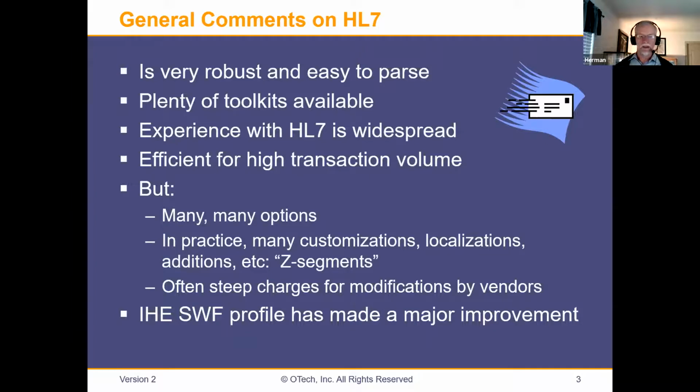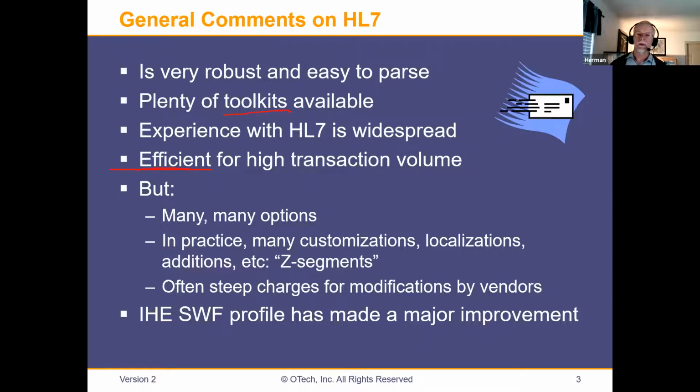There's a lot of toolkits. A toolkit would be software that allows you to do parsing, to open it up, to implement HL7 interfaces. I wouldn't say it's trivial, but it's very, very easy to do. There's a lot of experience with it, and it's extremely efficient. The messages are very, very small, very robust. And so, high transaction volumes: if you think about a typical hospital, there might be literally tens of thousands of these transactions taking place every day.